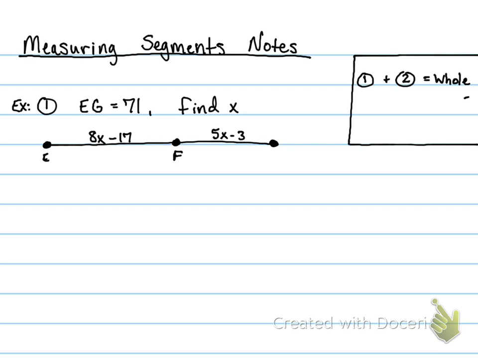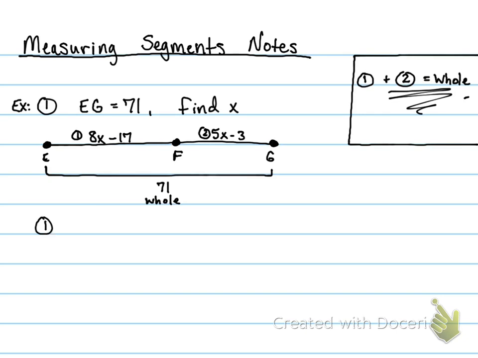So the very first problem says EG is equal to 71. Well, the first thing I notice is that from E to G, that is my whole segment, 71. So I'm going to label that the whole. All right, I see that I have a first part, E to F. So this is my first part. F to G is my second part, 5x minus 3. And so what we're going to do is use this, part 1 plus part 2 equals the whole, to try to solve this problem. So part 1 plus part 2 is equal to the entire whole.